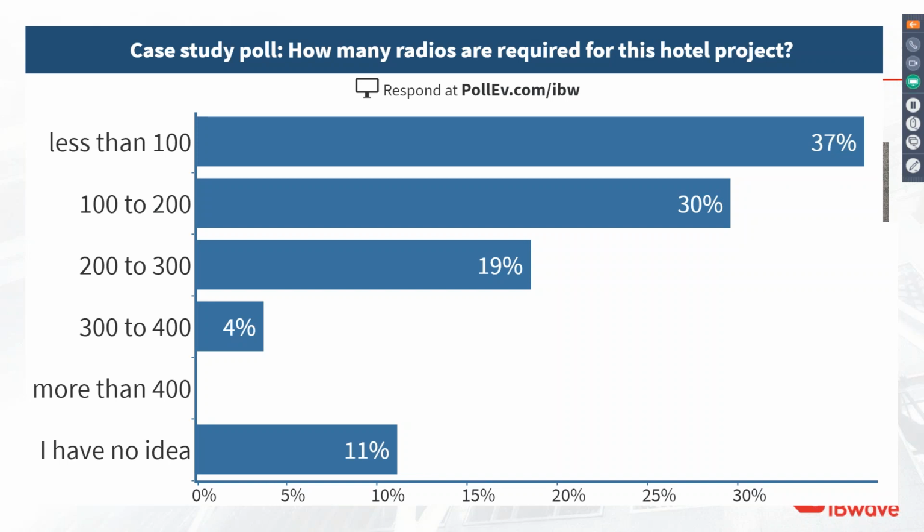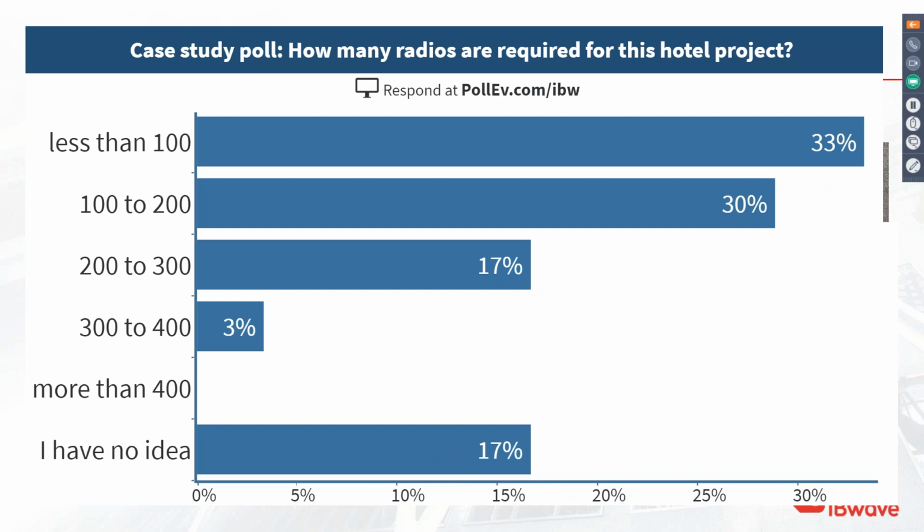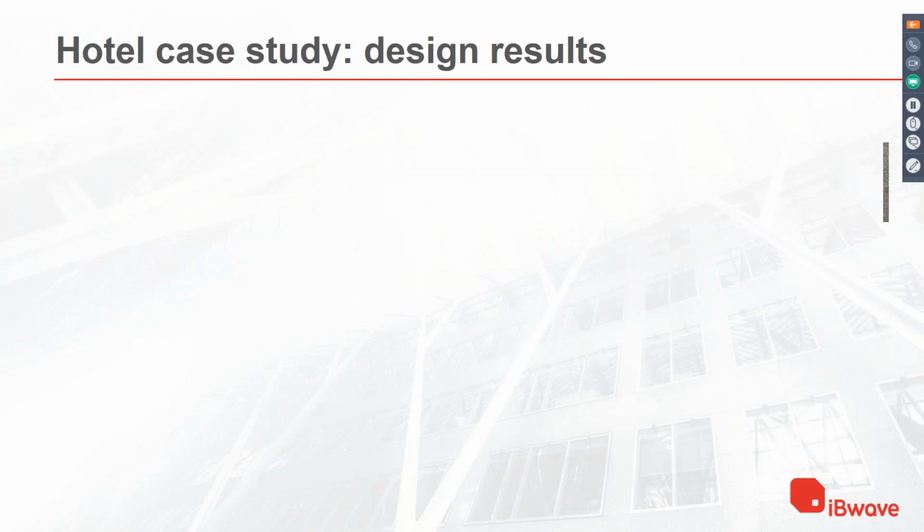All right. So most of you feel that less than 100 radios are needed. Okay, this is really interesting. And 100 to 200. All right. So very few believe it should be between 300 and 400, and no one thinks it should be more than 400. Okay, good. This is great. So what's the answer? All right.